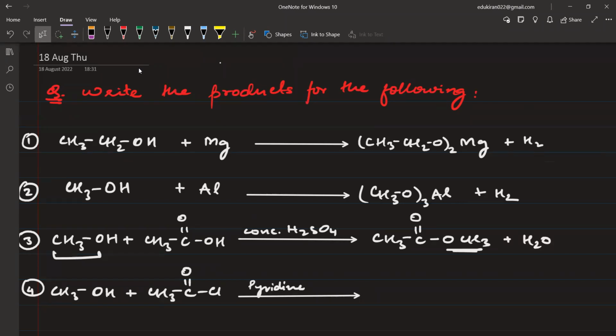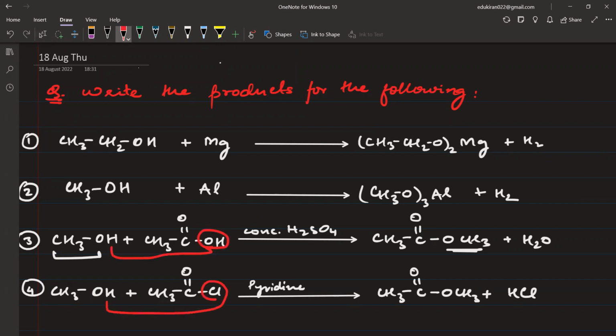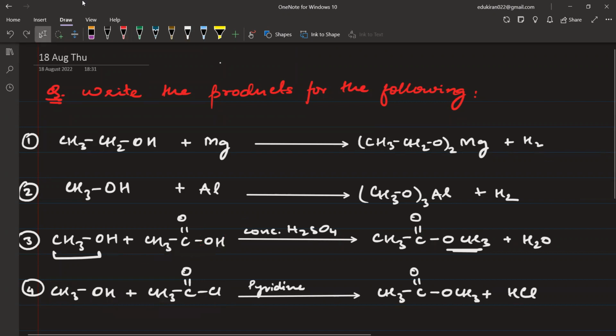And from here, CH3. Again, the same thing, CH3, C double bond O, and CH3. CH3, C double bond O, OCH3. Plus here I will get HCl. In this case, this hydrogen was getting attached with this H. Now here this hydrogen is getting attached with this Cl, forming HCl and H2O there. Please write this down fast.